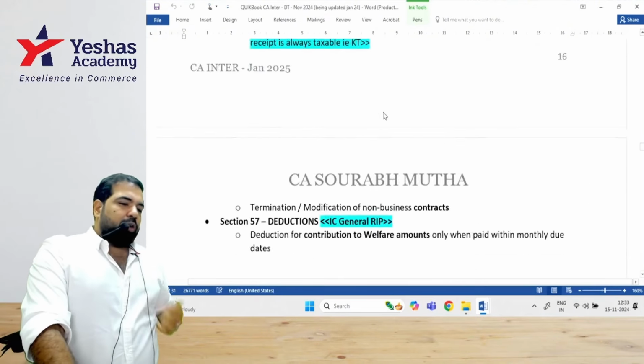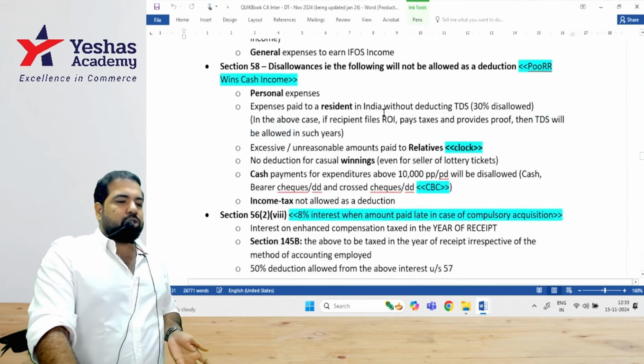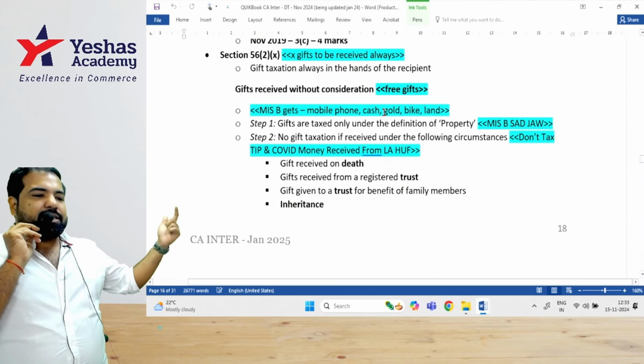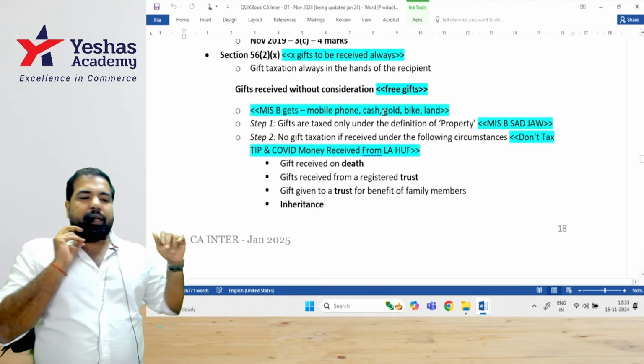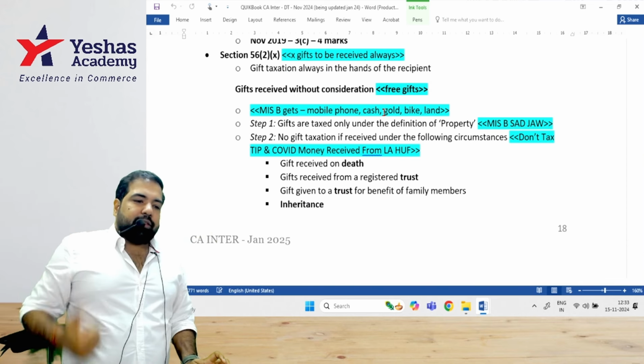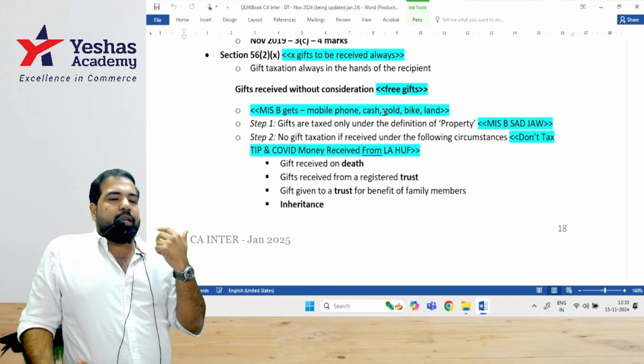Let's go to step number 2, guys. Situations under which there is no gift tax, tell me the situations under which there is no gift tax, guys. Good. CAT, TIP, and COVID: money received from NAH. Guys, D for death, I for inheritance.